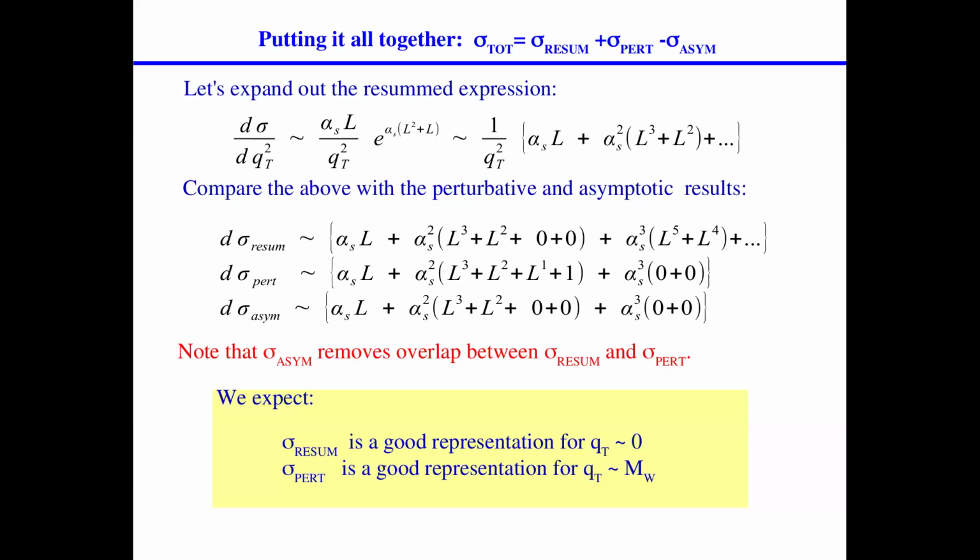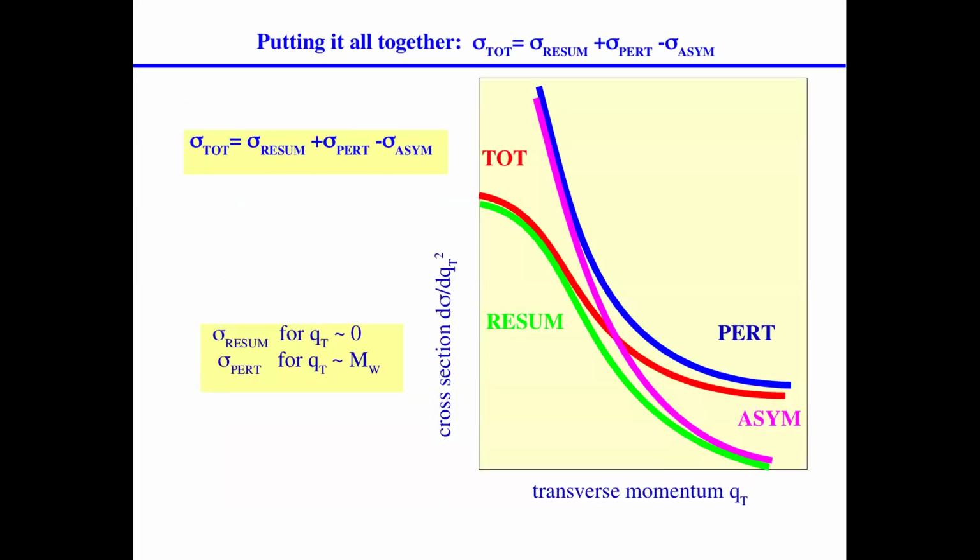Okay, and again, just to step back, the resum result was very good in the limit of QT small because we're picking up all those logs. But the perturbative result was good for the larger QT, where QT was order MW, and we don't have the problem of those soft gluons quite the same way. And so the full result is going to be the combination: I take the resum result plus the perturbative minus asymptotic.